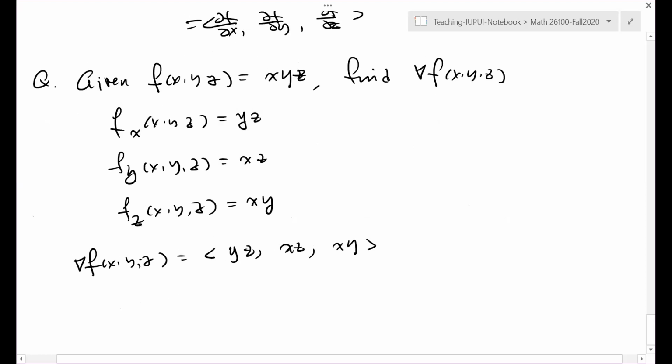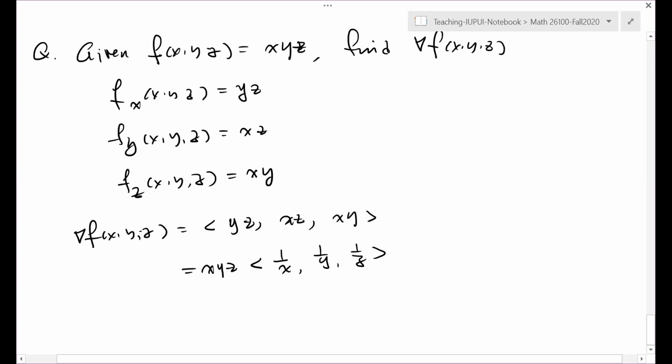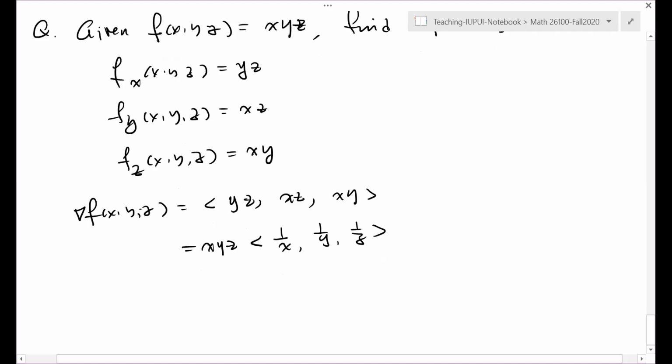And there are many ways to express it. If you take xyz out, you will get 1 over x, 1 over y, 1 over z. It's interesting, right? This is just a number times each of the components. You end up with yz, xz, and xy. So that is the gradient of the function.